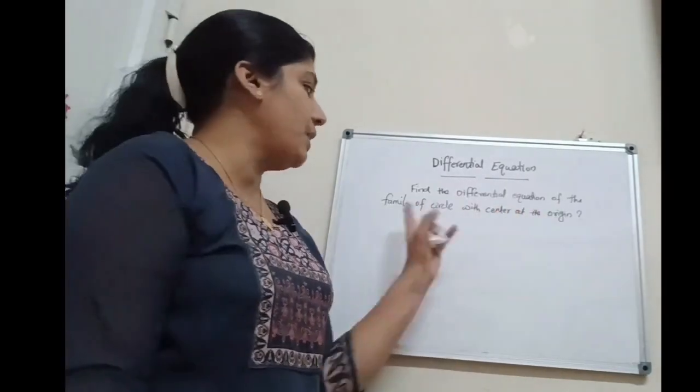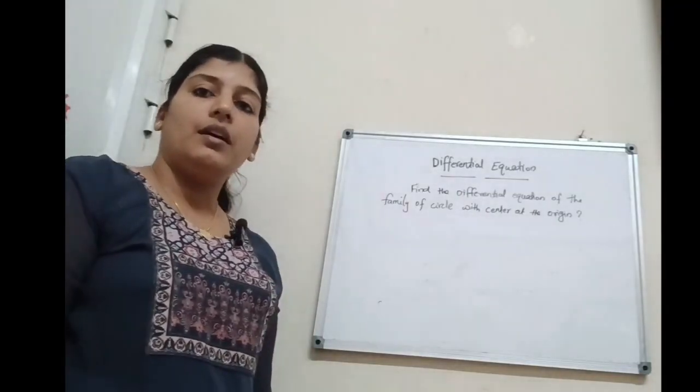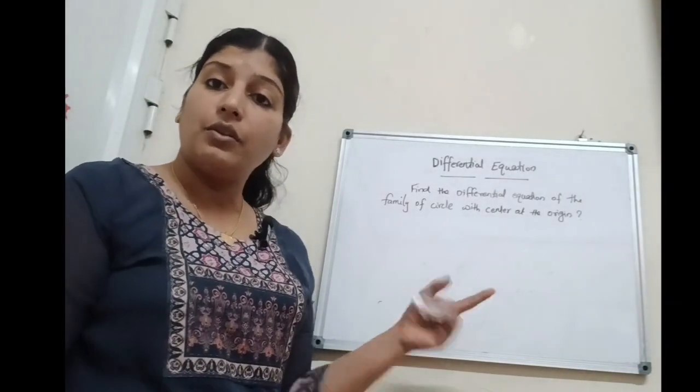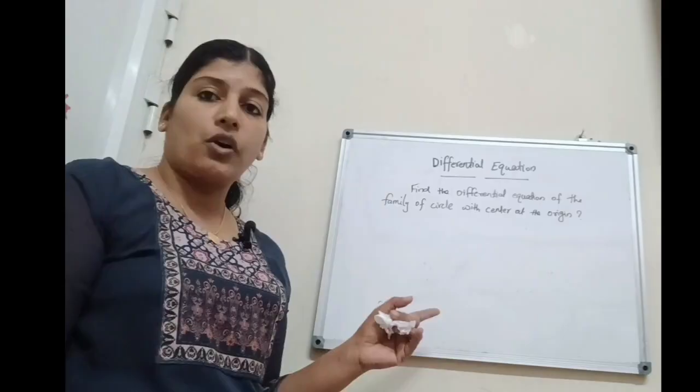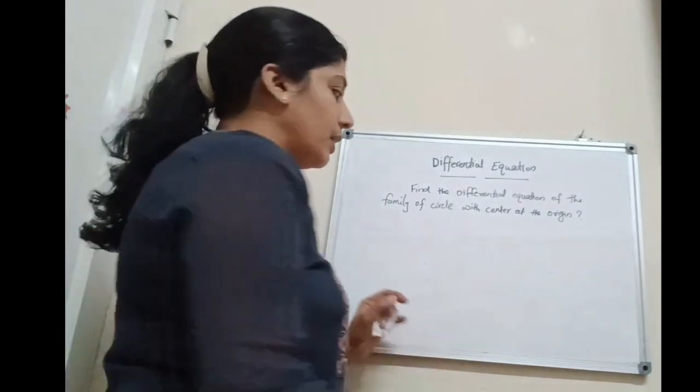Next question, find the differential equation of the family of circles with the center at the origin. The equation of the family of circles with the center at the origin is what? It is x square plus y square equal to a square.